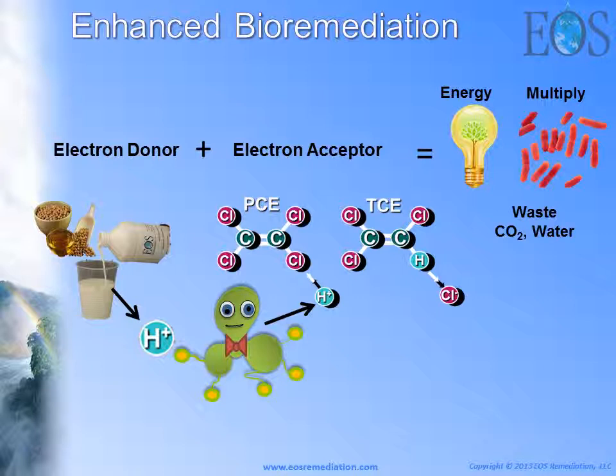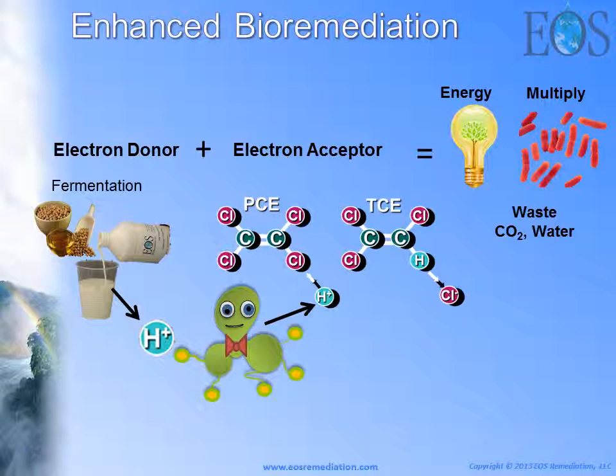There are two mechanisms at play. The first one is fermentation, where you break down whatever substrate you've introduced into the subsurface, and in this case I'm showing EOS, or emulsified vegetable oil. That's fermented and it releases molecular hydrogen. It is the molecular hydrogen that is the electron donor, and the bug can utilize this, removing one of the chlorines and replacing it with a hydrogen.